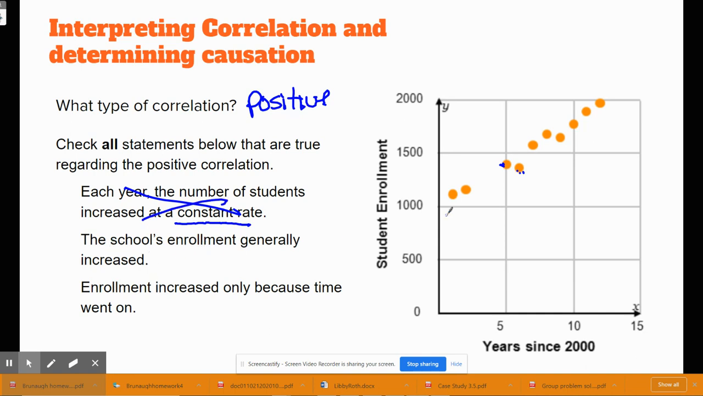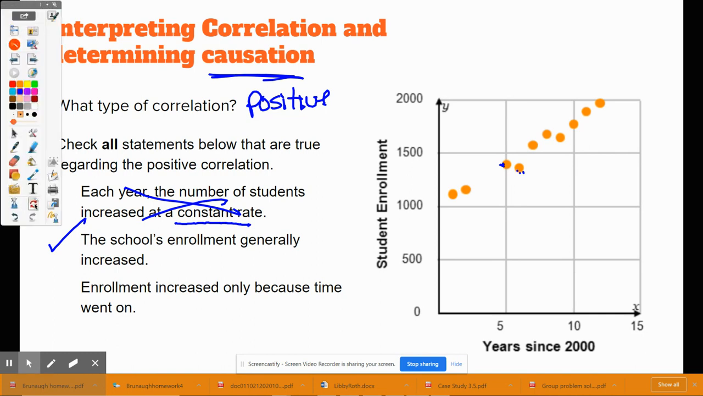Is the school's enrollment generally increasing? Well, yeah, it seems that way. So I feel good about this. Is the enrollment increase only because time went on? Is the reason the enrollment is increasing is because there's been more time? No, that would be a causation that you cannot assume. So the only thing you can say here is that they generally increase together.